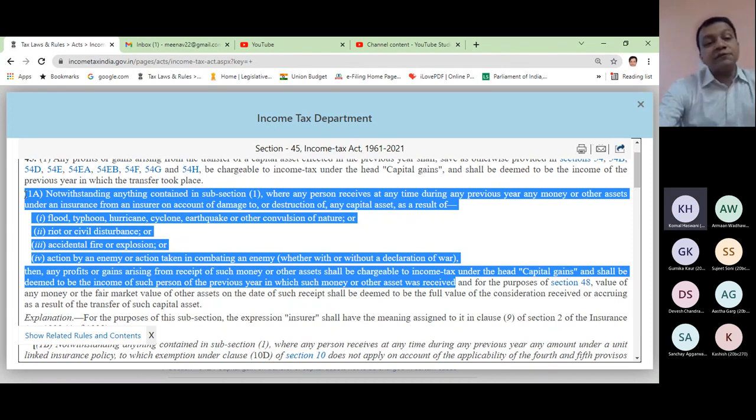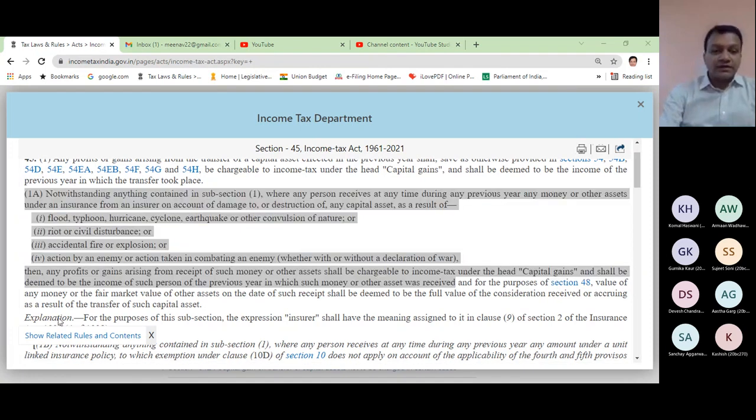So that means there is a difference in 45(1) and 1(a). In 45(1), I was computing the amount of income under capital gain in the year in which transfer took place. But in 45(1)(a), I'm not computing the amount in the year in which asset is destroyed. I am computing the amount in the year in which the amount is received. So this point you can also notice. So what you have said is correct.